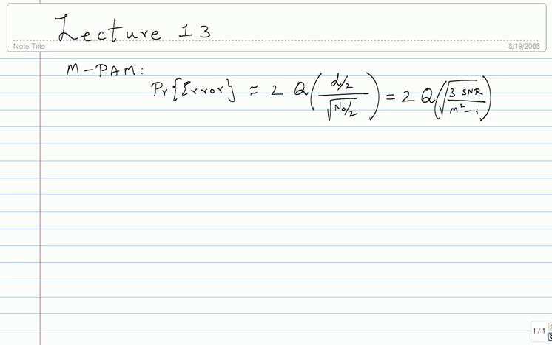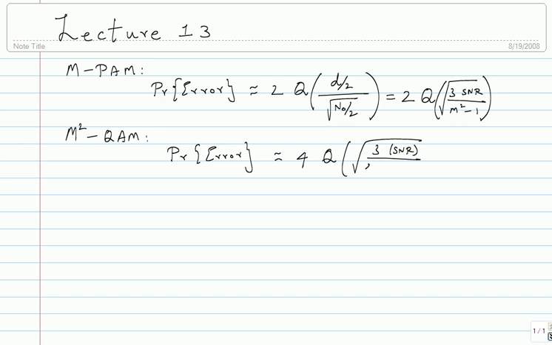I don't know if I completed the M squared QAM thing. Maybe I did it. Did I do it? I completed the M squared QAM. So this also worked out to something very, very similar, except for some factors of 2. I think this worked out as Q root 3 times SNR by 2(M squared minus 1). Am I right? Okay. So this is how this worked out.